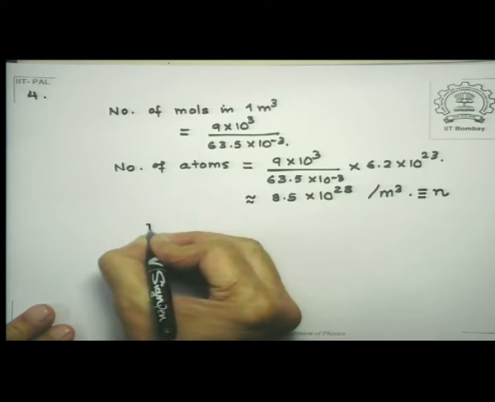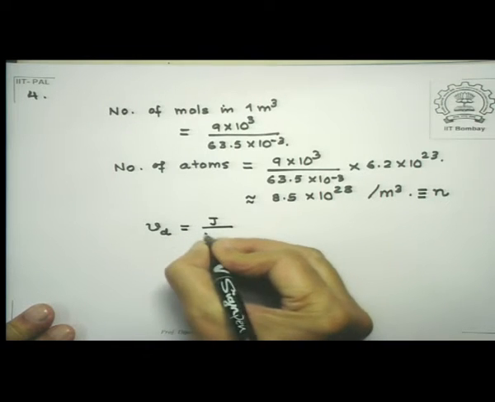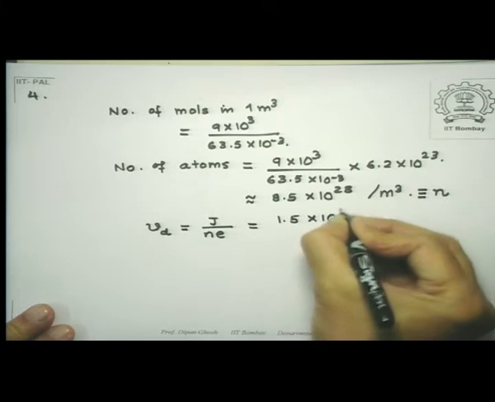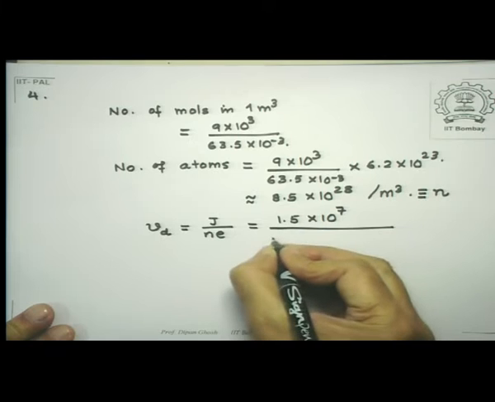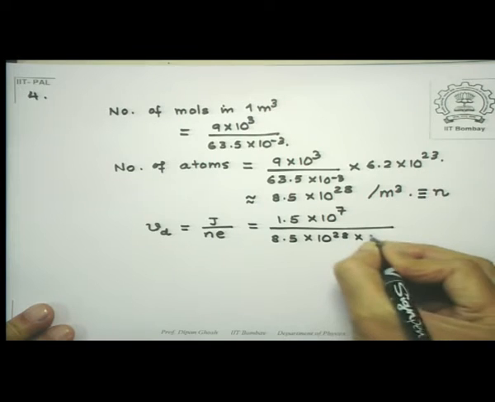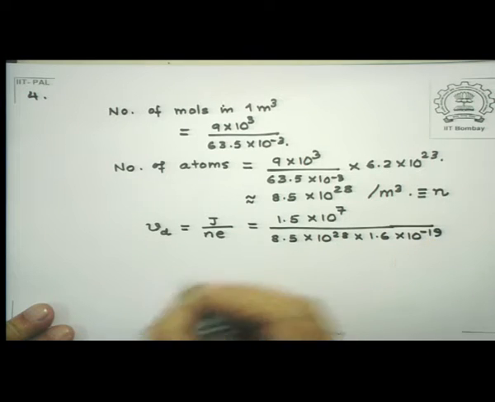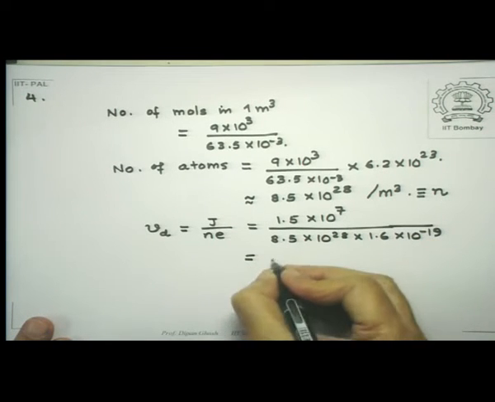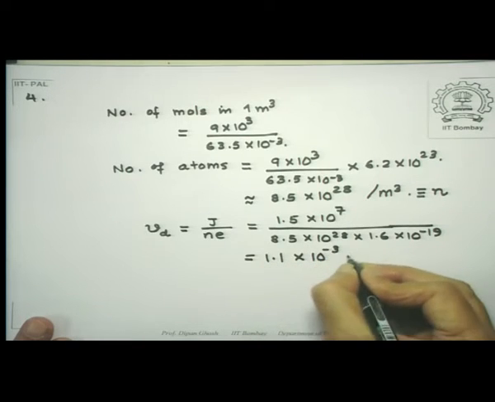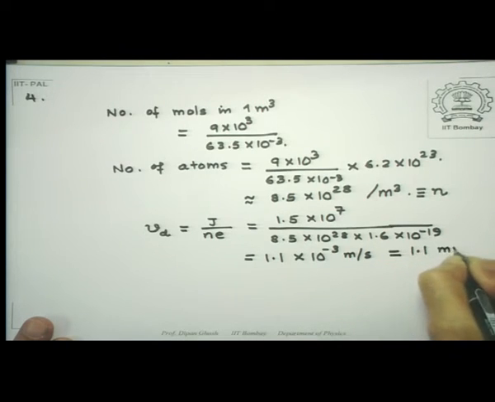So therefore my drift velocity magnitude is given by j divided by ne, and j was found to be equal to 1.5 into 10 to the power 7. n we have just now found out, 8.5 into 10 to the power 28, into electron charge, which is known to be 1.6 into 10 to the power minus 19. All these are in SI units, and if you calculate all this, it works out to a rather small number, 1.1 into 10 to the power minus 3 meter per second. That is equal to 1.1 millimeter per second.